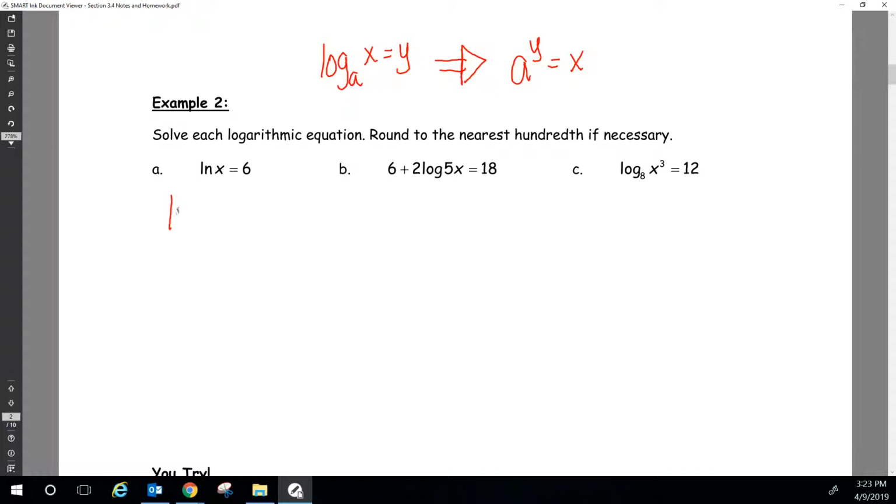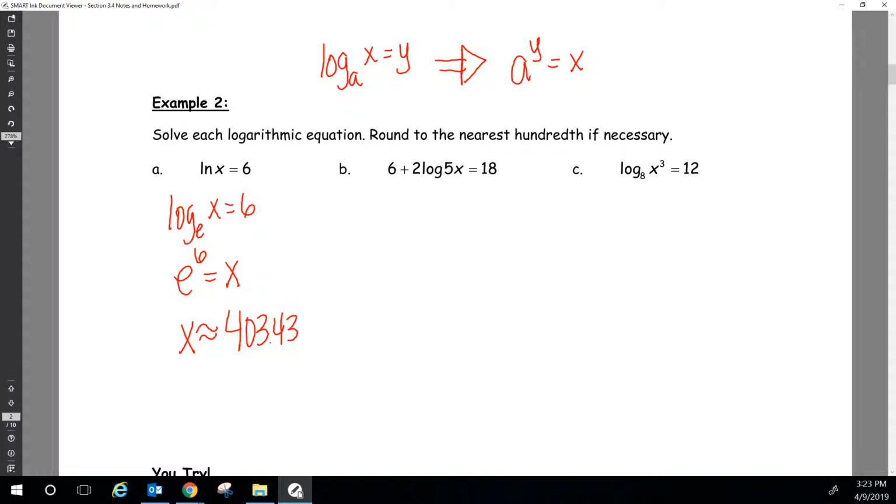So this one here is really log base e of x is equal to 6. So this would be e to the 6 is equal to x. And so you just plug e to the 6 into your calculator, and your calculator will tell you that's about 403.43.